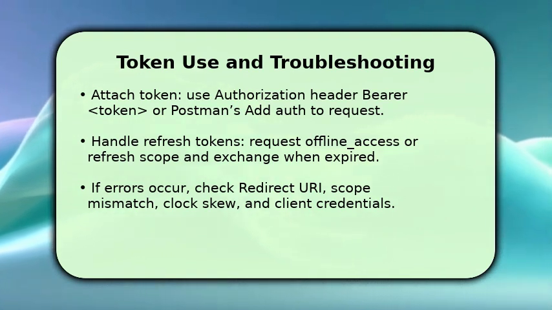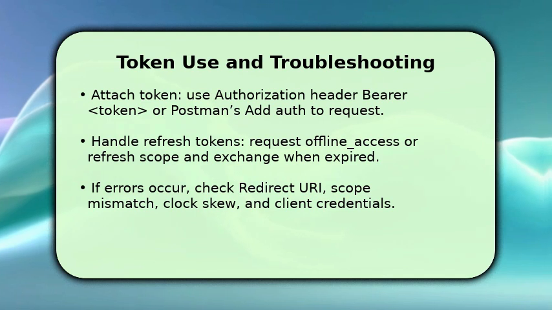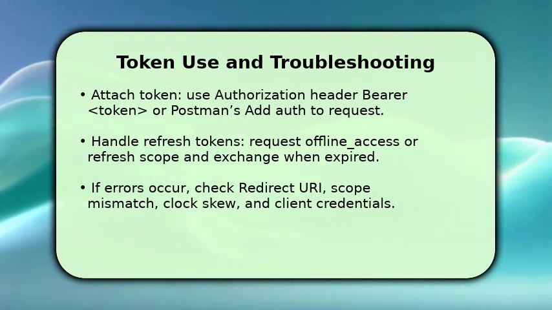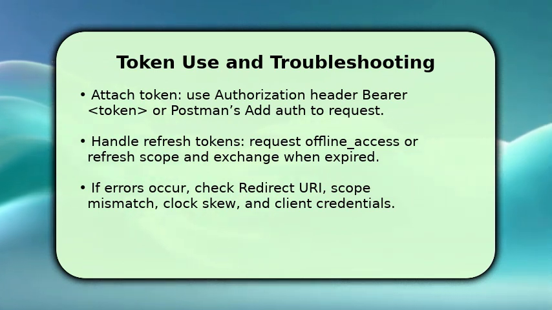it automatically. If your token expires, use the refresh token flow. Request refresh tokens by including offline access or the provider's refresh scope and exchange when needed. Make sure to store secrets securely and rotate them.